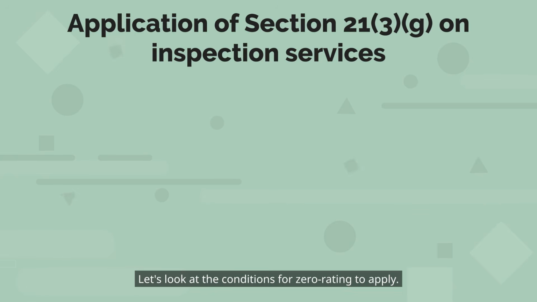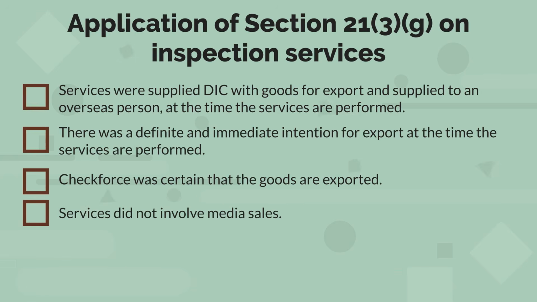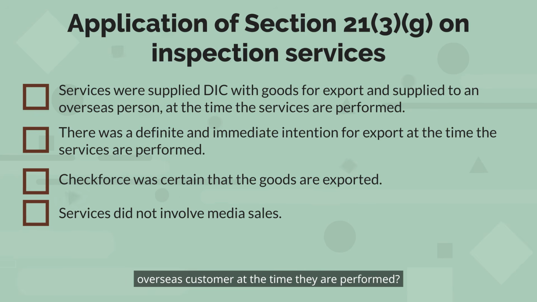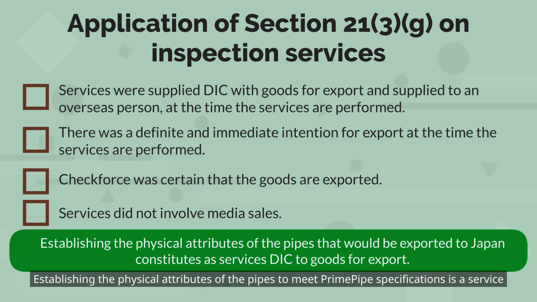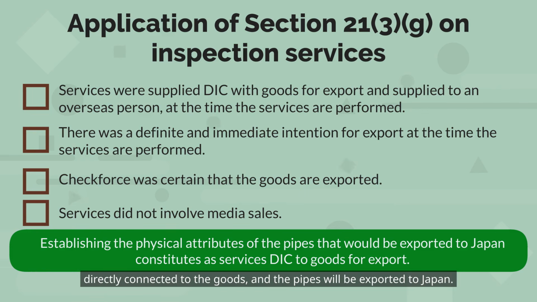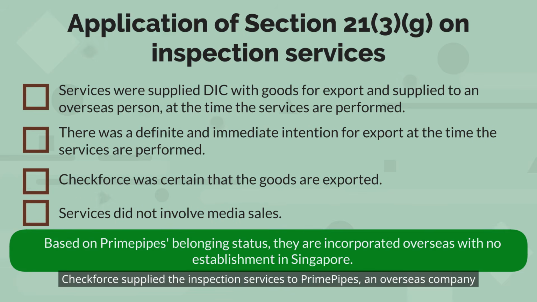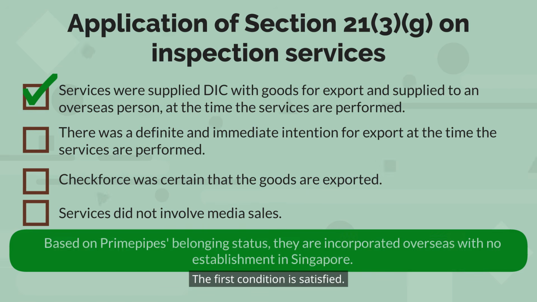Let's look at the conditions for zero rating to apply. Are the services supplied directly in connection with goods for export and to an overseas customer at the time they are performed? Establishing the physical attributes of the pipes to meet Prime Pipes' specifications is a service directly connected to the goods, and the pipes will be exported to Japan. Checkforce supplied the inspection services to Prime Pipes, an overseas company with no establishment in Singapore at the time the services are performed. The first condition is satisfied.